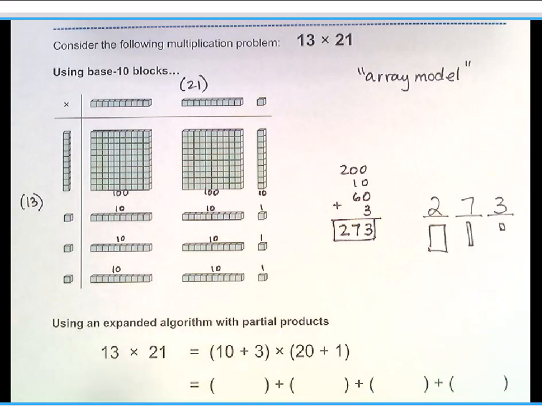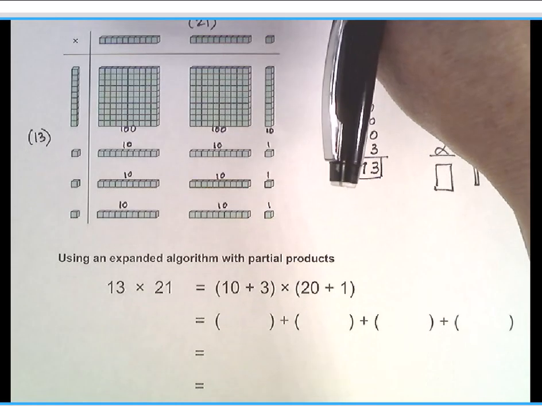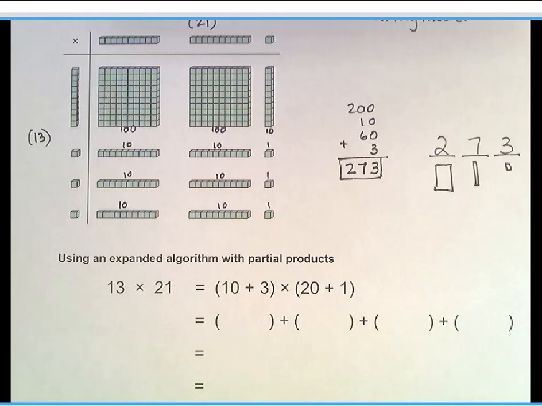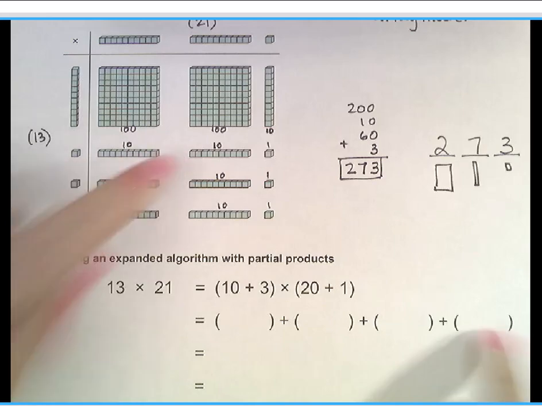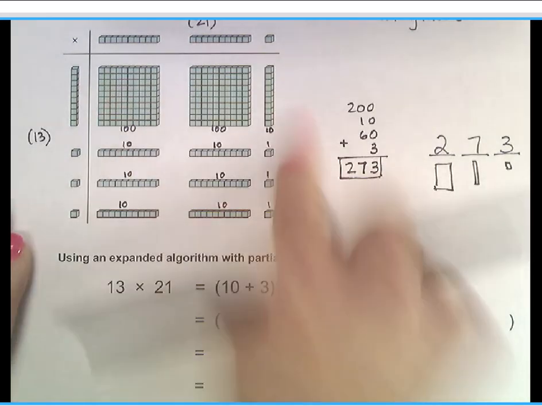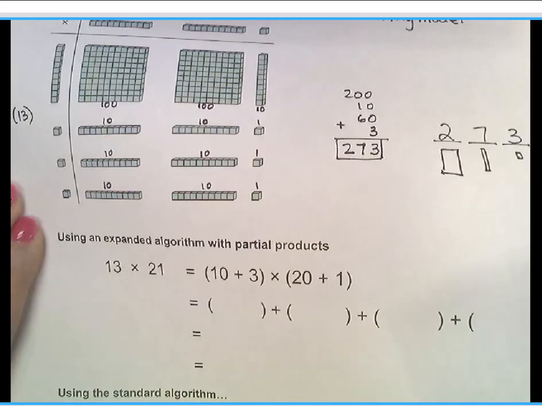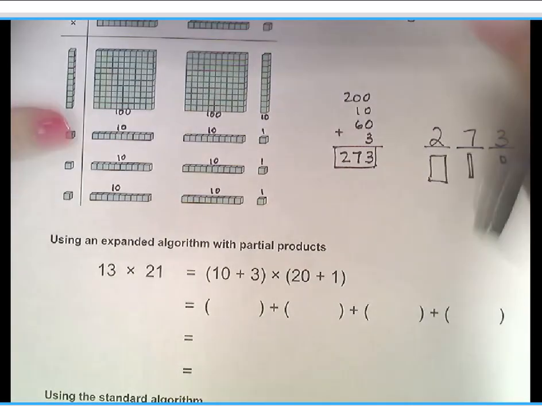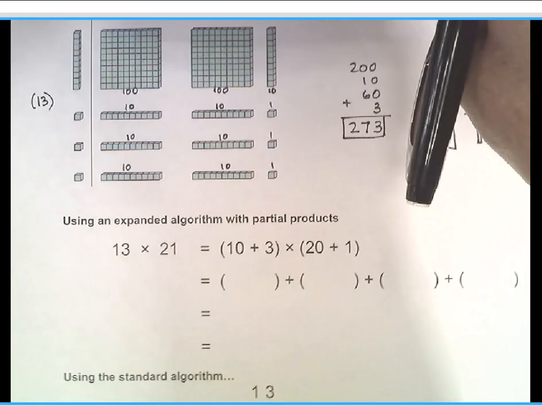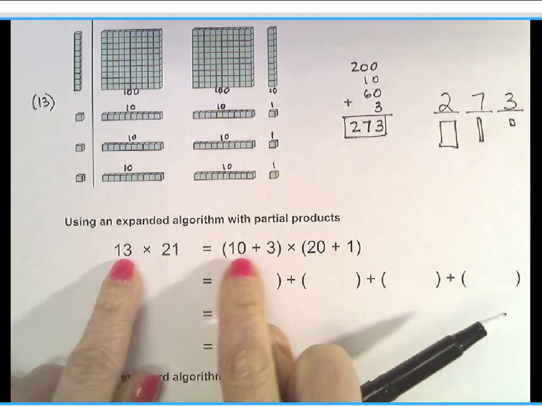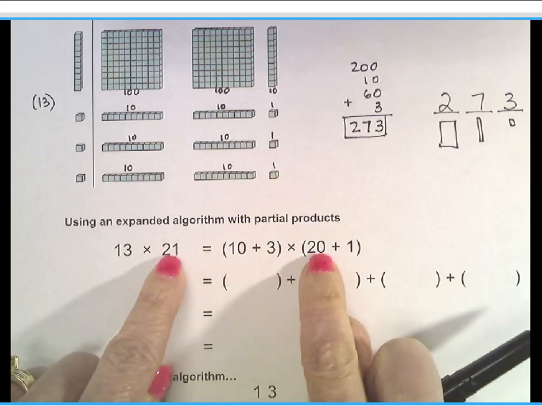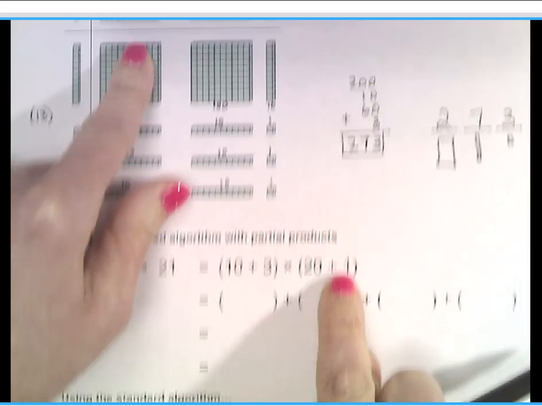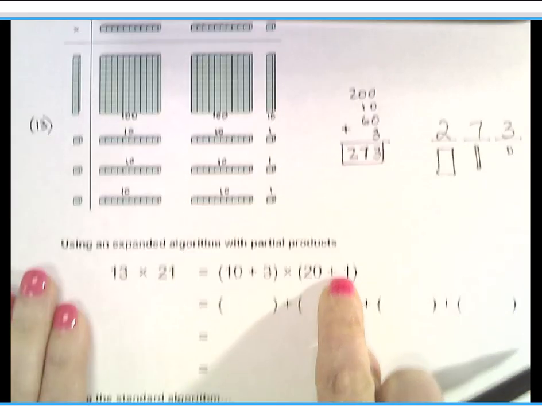So let me show you the expanded algorithm with partial products, how we're going to do the distributive property essentially, and I'm going to show you how the pieces look just like what we drew. So after you've done this a bunch, then you would proceed to this part. This is all in how you would teach it, right? Okay, so I took the 13 and I wrote it as a 10 plus 3. That's what we have here. And the 21 is a 20 plus a 1, which is what we had across the top right up there, 20 plus 1.